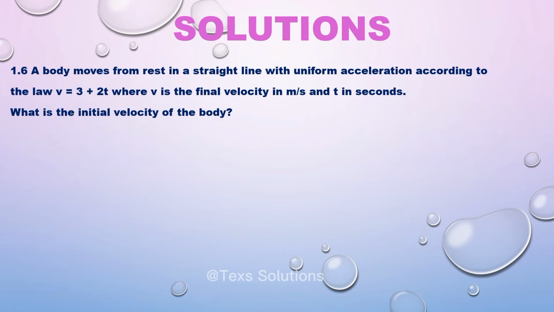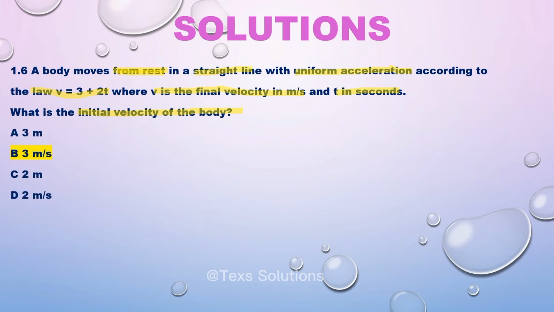Question 1.6. A body moves from rest in a straight line. So we've now learned that the initial velocity of an object is going to be 0. If it's moving in a straight line, it is moving horizontally with uniform acceleration. So the acceleration remains the same according to the law v is equal to 3 plus 2t, where v is the final velocity in meters per second and t is in seconds. If t is measured in seconds, that means the quantity given here is time. What is the initial velocity of the body?